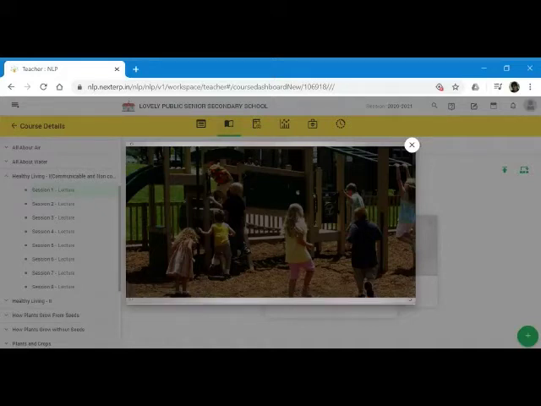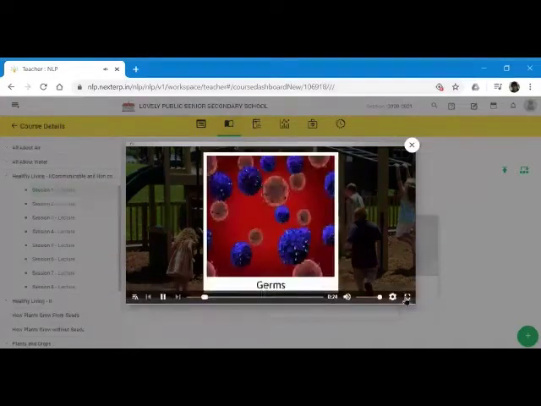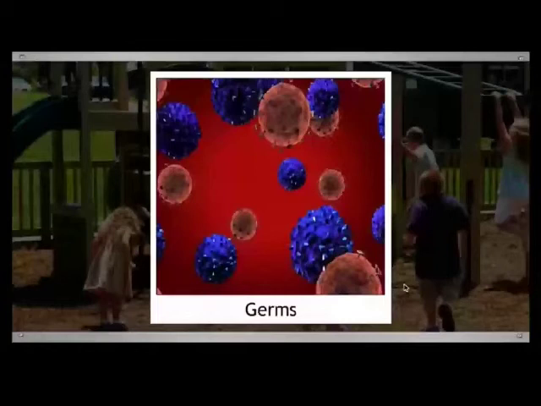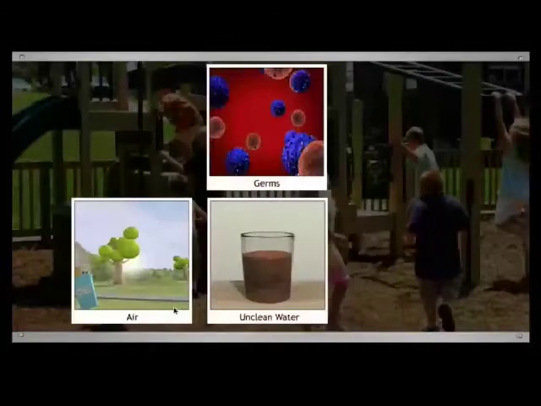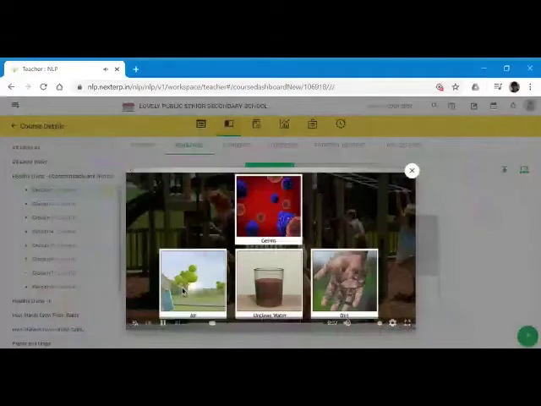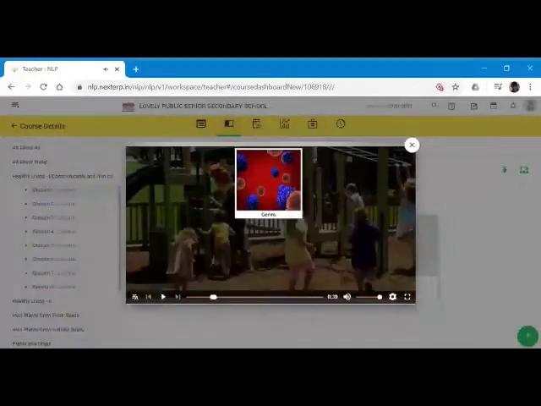Now, what is a disease? There are germs around us. Germs live everywhere. They can be found in air, in unclean water, and in all kinds of dirt in our surroundings. Why do we suddenly feel sick and not active? That is because of the disease, and these diseases are caused by germs.